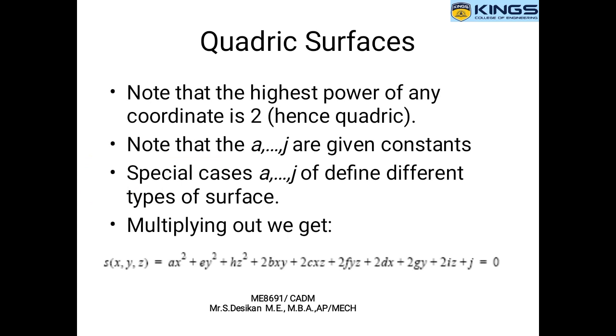Suppose the highest power in the geometric quadric is a square, that is, 2. Then the equation is ax squared plus by squared plus cz squared plus 2dxy plus 2exz plus 2fyz plus 2gx plus 2hy plus 2iz plus j, where j is a constant. The remaining terms are termed quadratic terms. The total equation is set equal to 0.